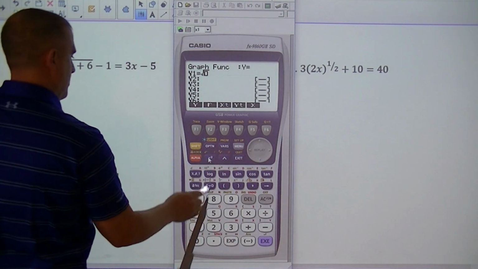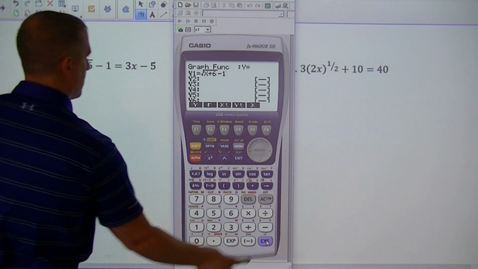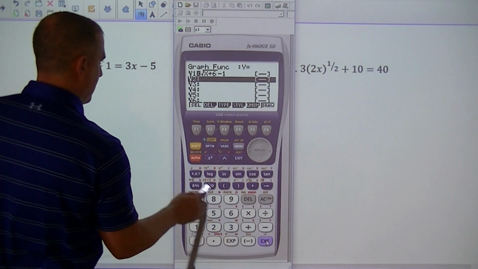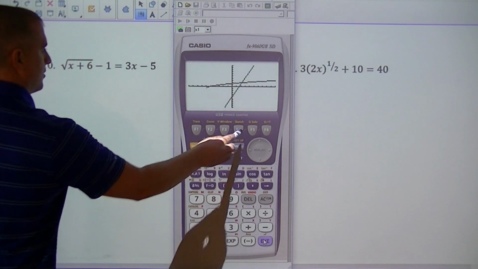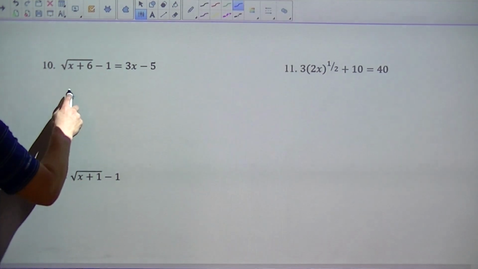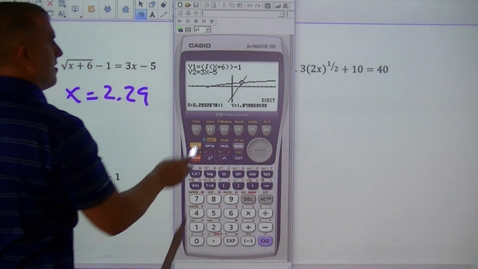Okay, square root x plus 6 minus 1, 3x minus 5, G solve intersect, x is 2.29. Okay, here's a challenging one right here.